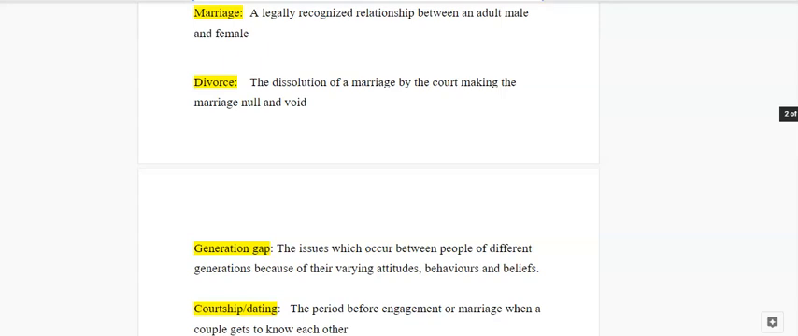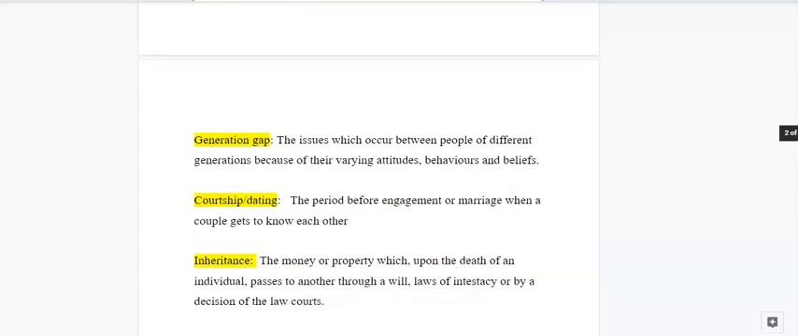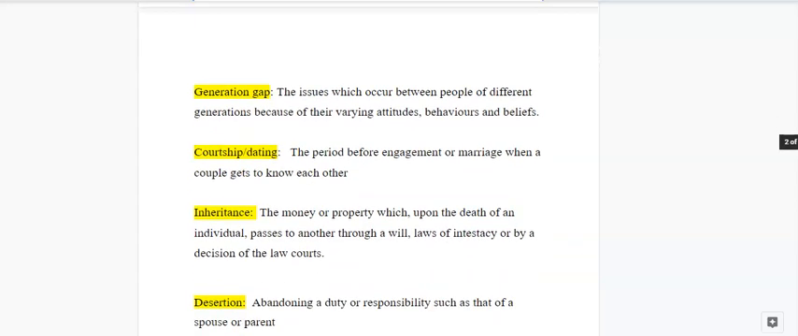Another term that we are going to look at, courtship or dating. And this is a period before engagement or marriage when a couple gets to know each other. Inheritance. Inheritance is the money or property which upon the death of an individual passes to another through a will, laws of intestacy, or by a decision of the law courts. And this is another term that we're going to explore in another lesson.